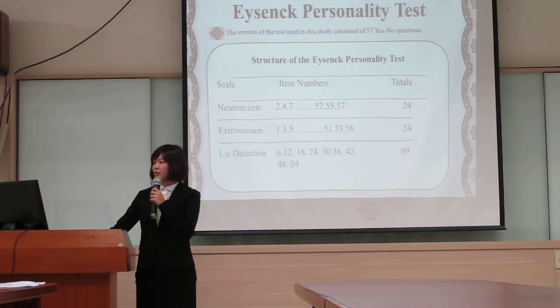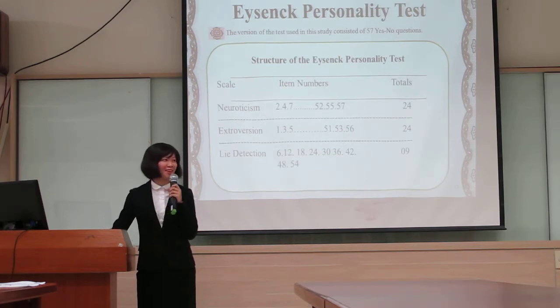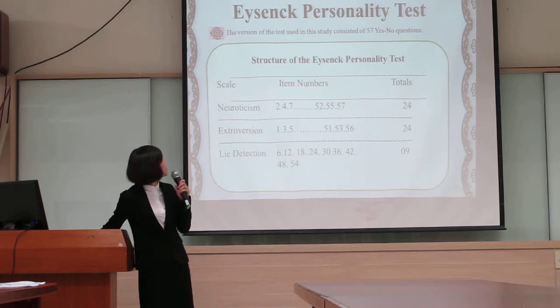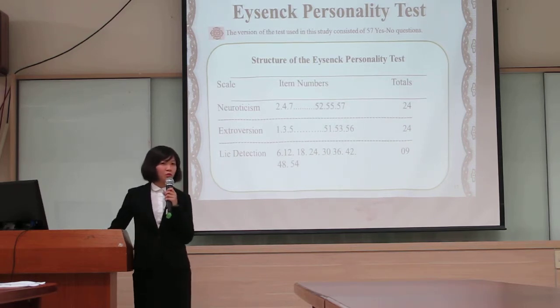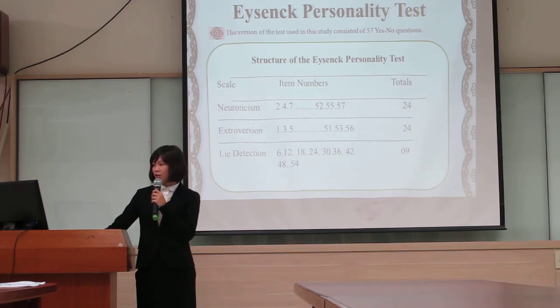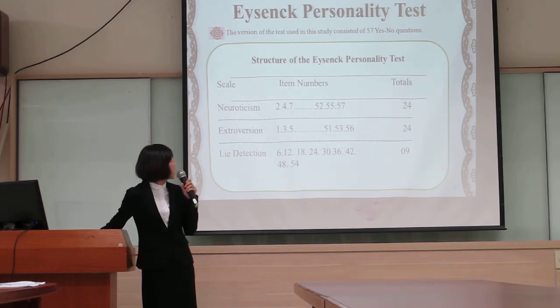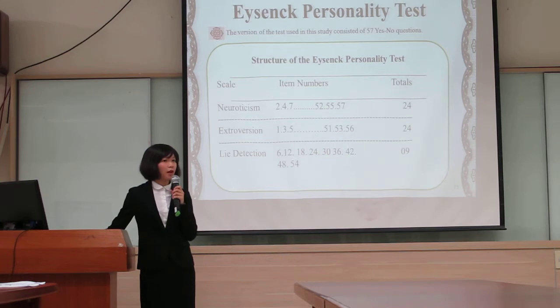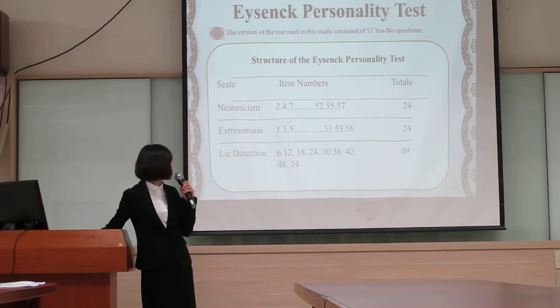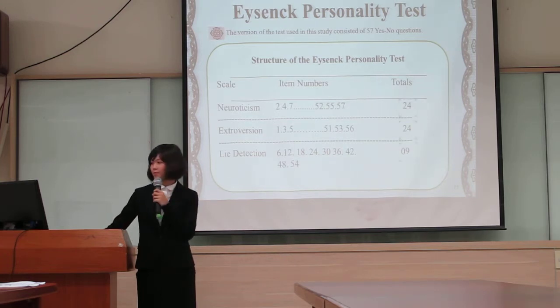And the third instrument, accent personality test. The version of the test used in this study consists of 57 yes/no questions. And there are 24 neuroticism items, 24 extroversion items, and 9 lie detection items.